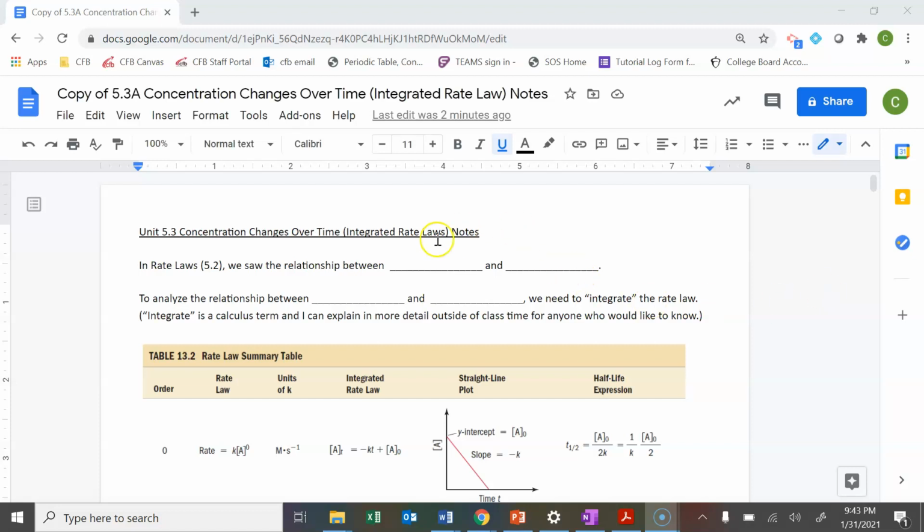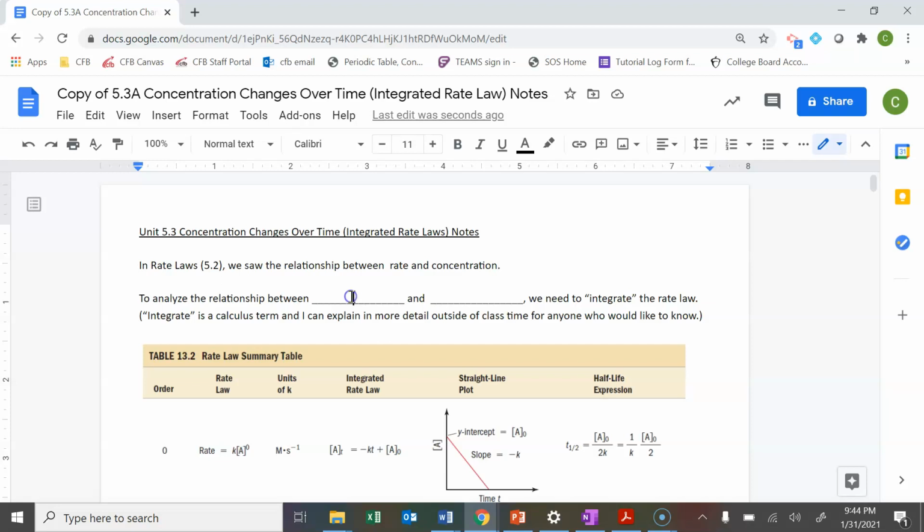Well, let's recall from last class what we talked about. In rate laws, unit 5.2, we saw the relationship between the rate of the chemical reaction and the concentration. And typically, as the concentration increases, the rate also increases, with the exception being a zero order reaction. Today we're going to talk about a different type of rate law. We call it the integrated rate law.